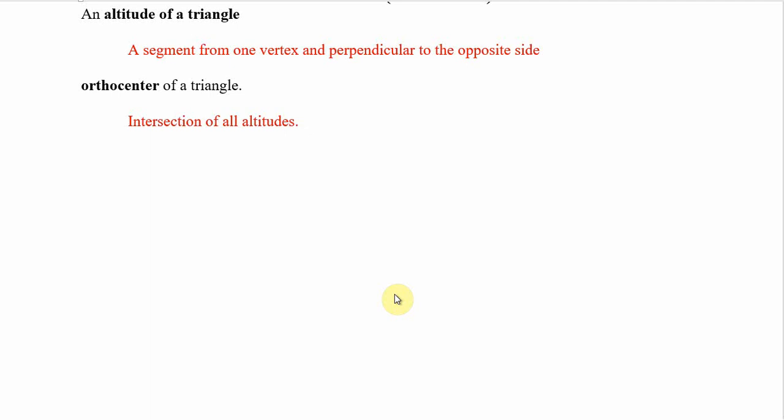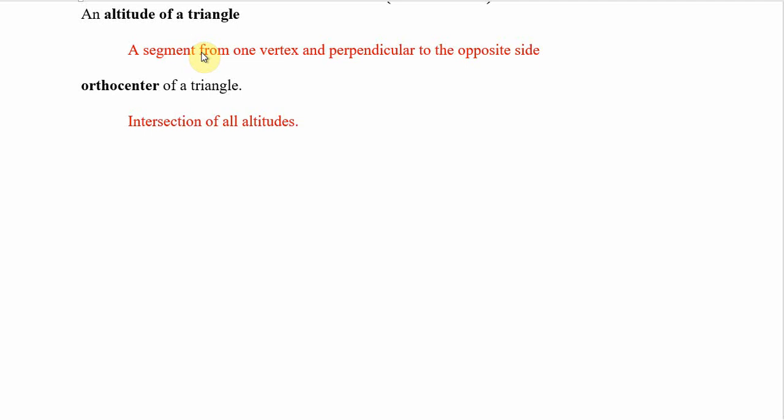In this lesson we will study altitudes of a triangle and something called the orthocenter. So I've got some definitions here already, and then we will look at how to construct and draw these segments and points. So an altitude of a triangle, you may have learned this.